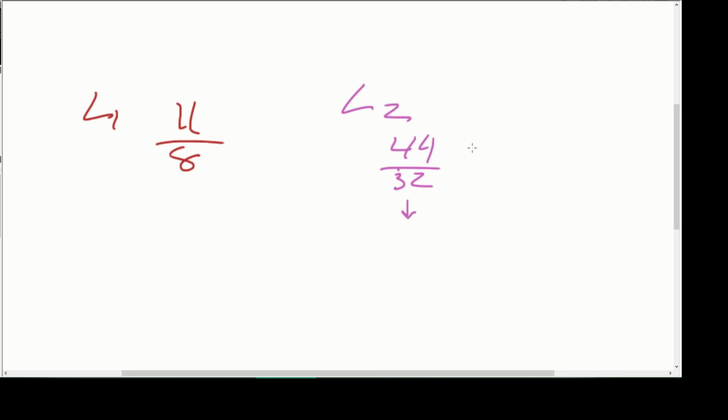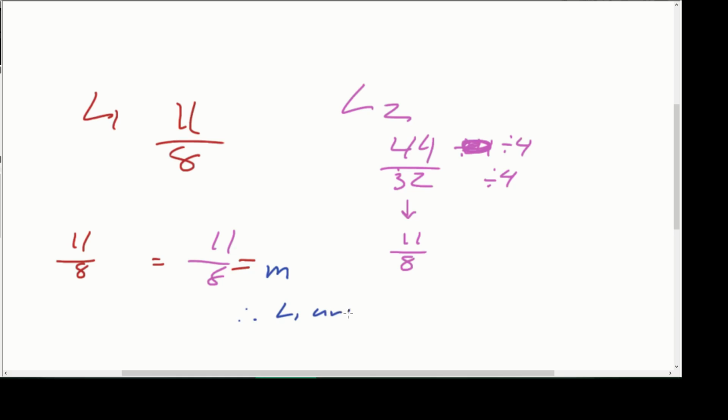I can see that 44 divided by 11. Oh, sorry, I gave you the answer. 44 divided by 4 and 32 divided by 4 will simplify to 11 over 8. 11 over 8 is equal to 11 over 8. So, these are both equal to my m. Therefore, line 1 and line 2 are parallel.